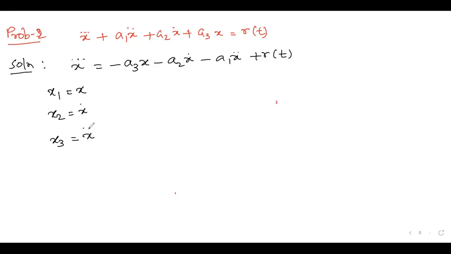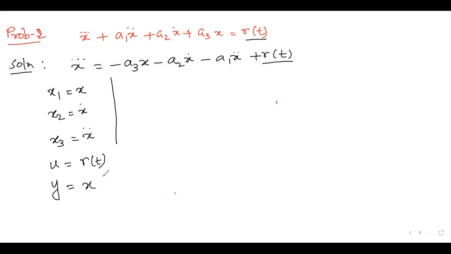Very good. Now, here this is the input and this is the output, so you will consider u as the input and y as the output. What will we get? y equal to x. x is the output. These are the variables we will select. This is step 1. This is step 2.